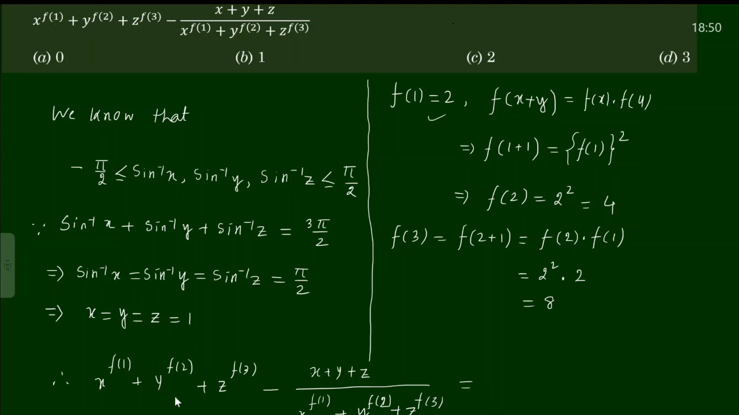This is equal to, you see, x is 1 and f1 is equal to 2. So 1 square is 1, then plus y is 1 as well, to the power f2, f2 is equal to 4. So 1 to the power 4 is also 1. In a similar way, this is also 1, minus 1 plus 1 plus 1 divided by 1 plus 1 plus 1. So ultimately, this is 3 minus 1 and that is equal to 2. So this is the solution, and option number 3 is correct. So this is the solution of the problem.